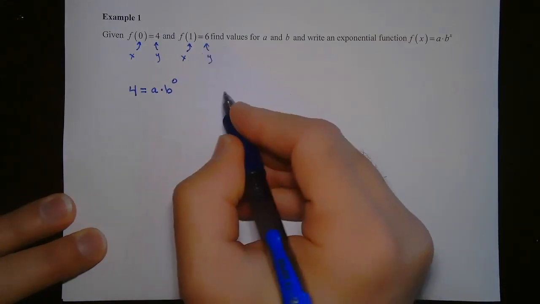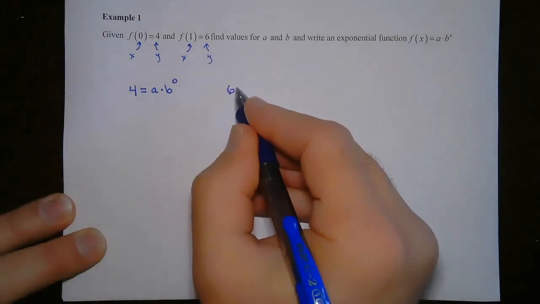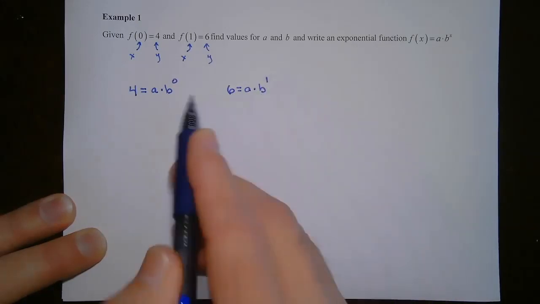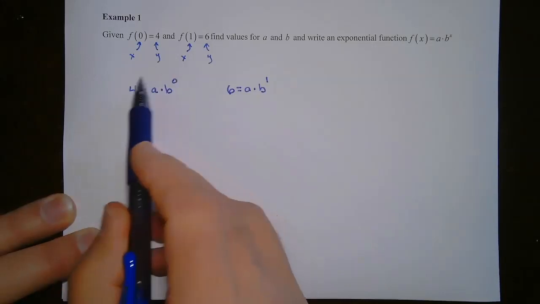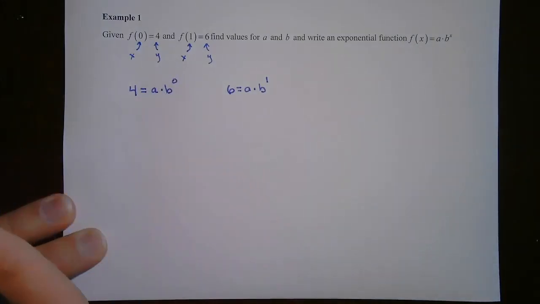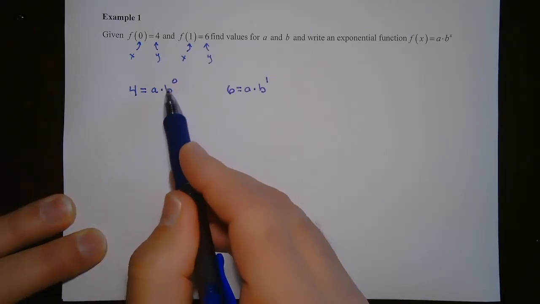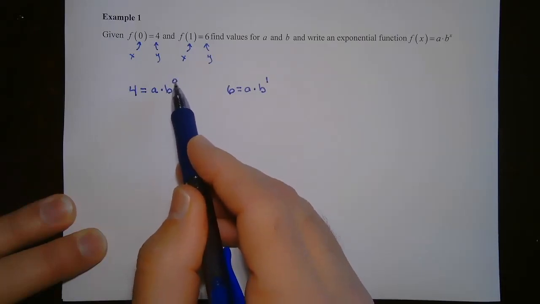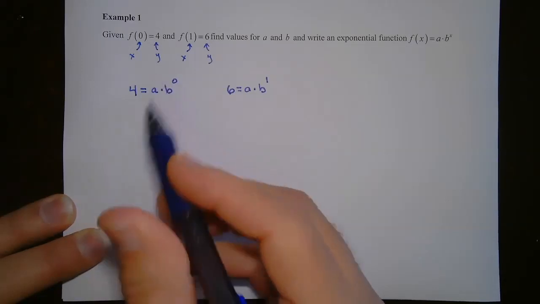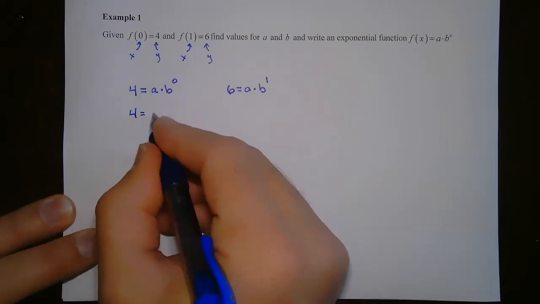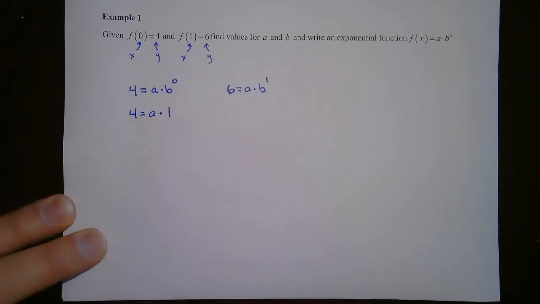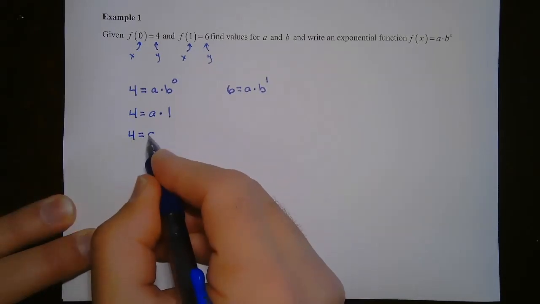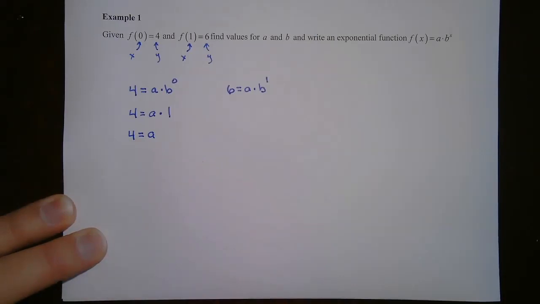So what this means is that our output 6 has to come from a times whatever the b is raised to the first power, because now our x is 1. Now from over here, b to the 0, b has to be greater than 0, and so b to the 0 has to be 1. Any number other than 0 raised to the 0 power is always 1. So we have 4 is equal to a times 1. Now what's a times 1? Well, that's just a. So I now know my a is 4.